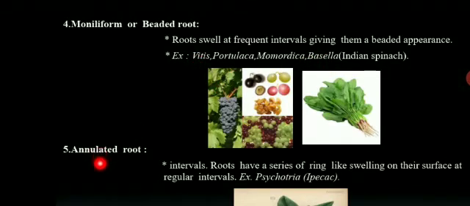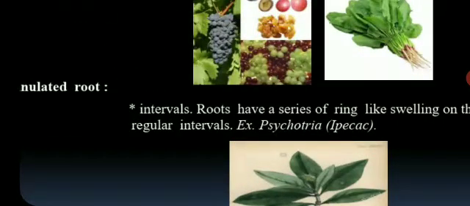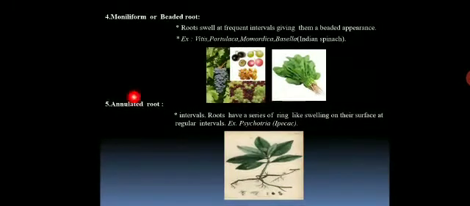Next one is annulated root. Here the annulated roots have a regular interval in the root system. What is the meaning of annulated? There is an annual ring-like structure, that is nothing but a spring-like structure. Here annulated roots have a series of ring-like swellings on their surface at regular intervals. Then only it is called an annulated root.